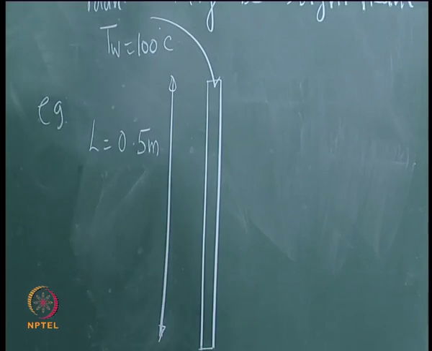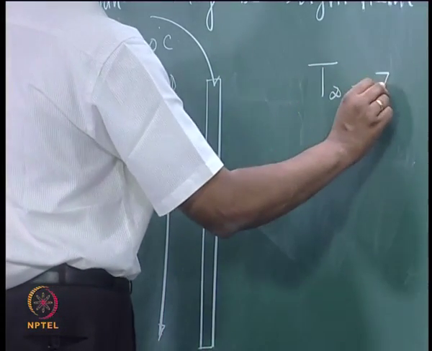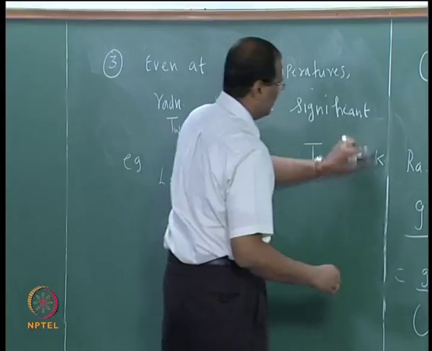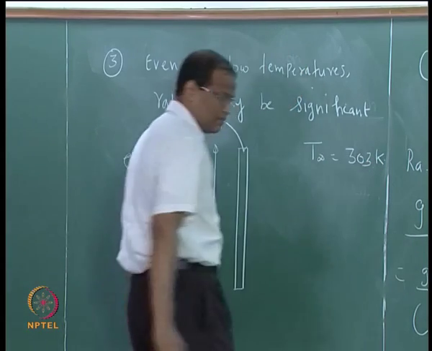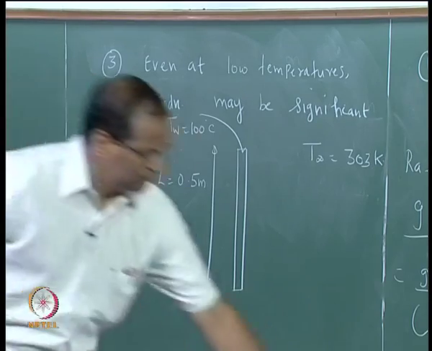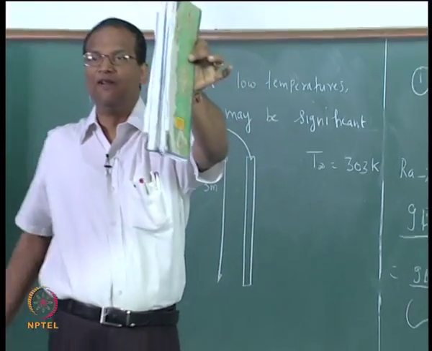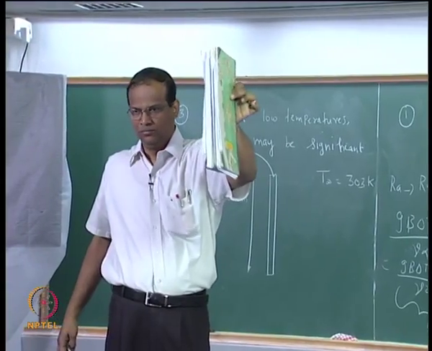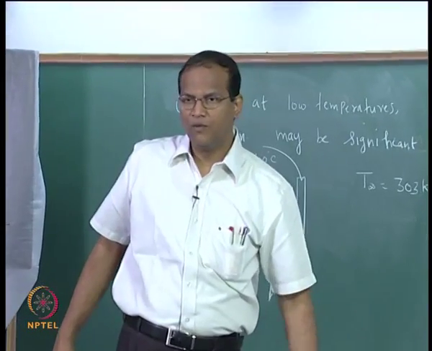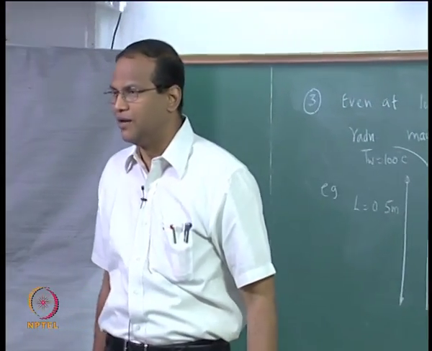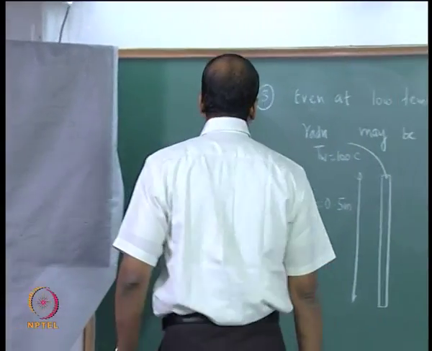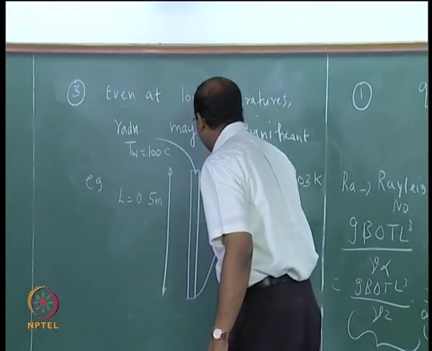Now outside is, let us say, 303 K. There is a heated plate which is standing in still or quiescent air. What will happen now? What will be the story of this plate? What will happen around this plate? Convection. Which convection? It is still air, so natural convection. So a boundary layer will develop on both sides. Correct?